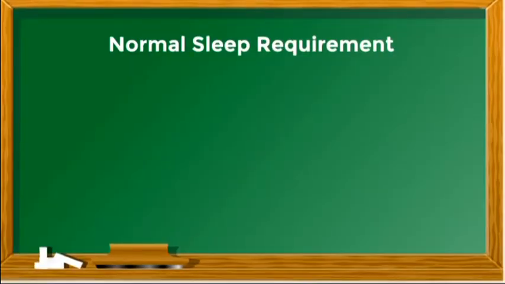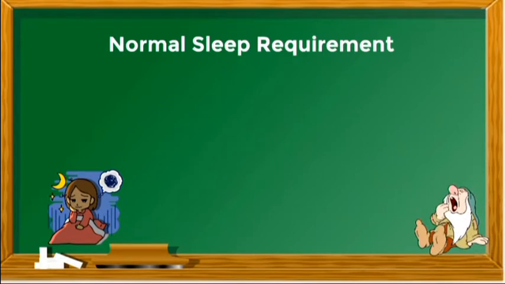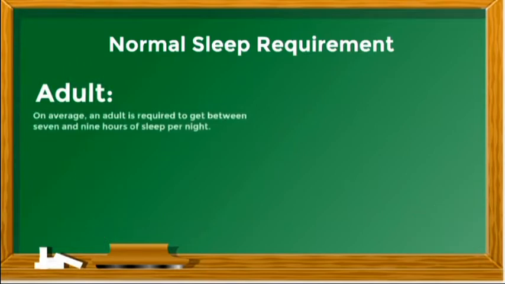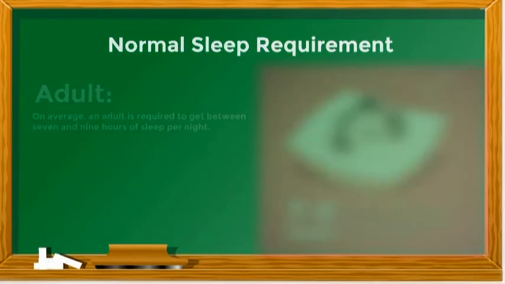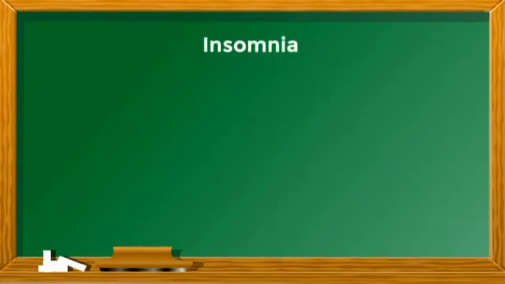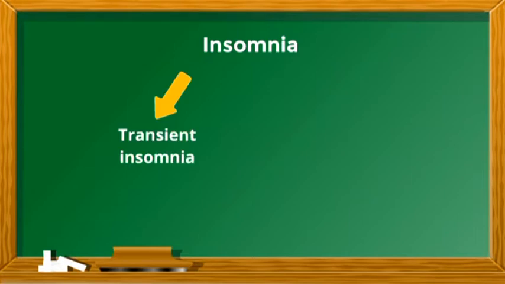Insomnia is essentially sleeplessness. It can include difficulty falling asleep or staying asleep for long enough that you feel refreshed the next morning. As adults, we're required to get between 7 and 9 hours of sleep per night. And if we do not get this, it can cause detrimental side effects to our body. There are 3 main types of insomnia.